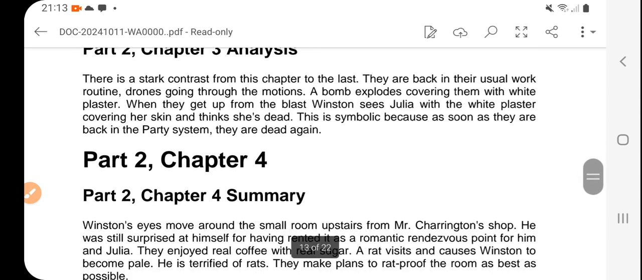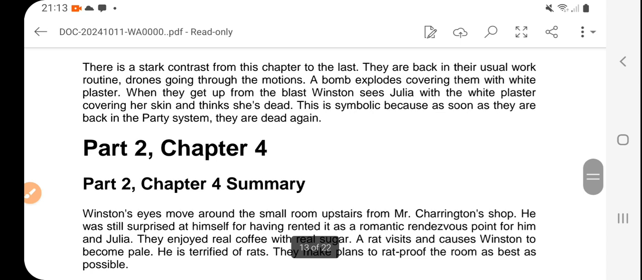So there is a stark contrast from this chapter to the last. They are back in their usual work routine, drones going through the motions, and they are being watched by drones. A bomb explodes, covering them with white plaster.